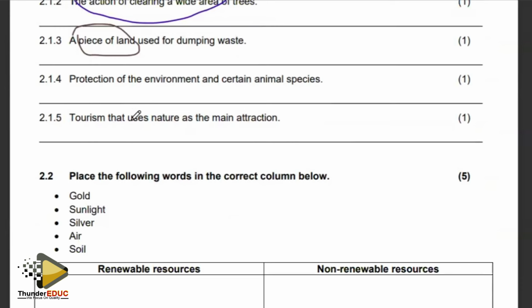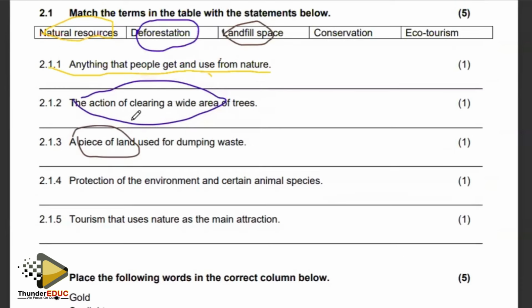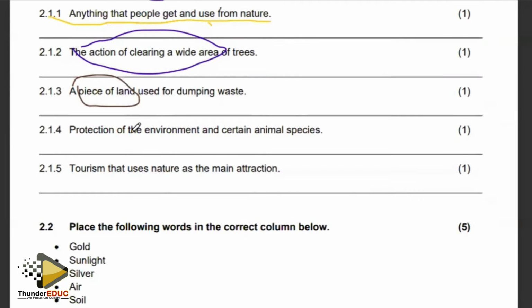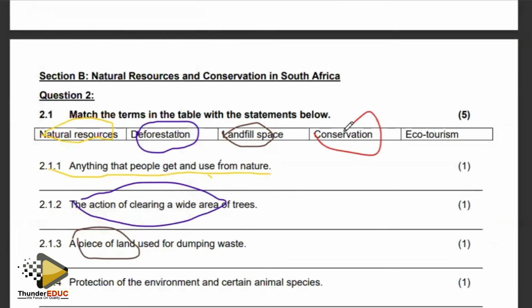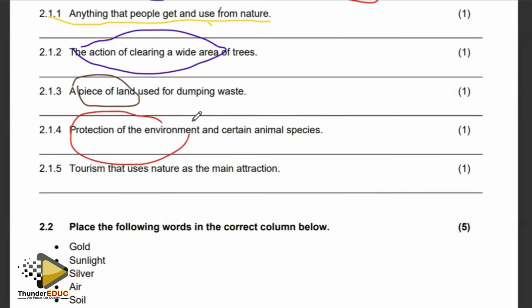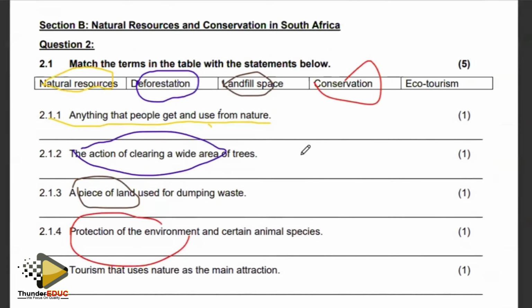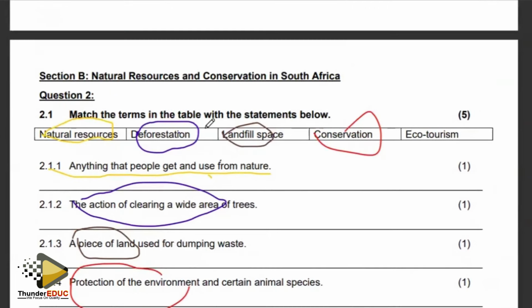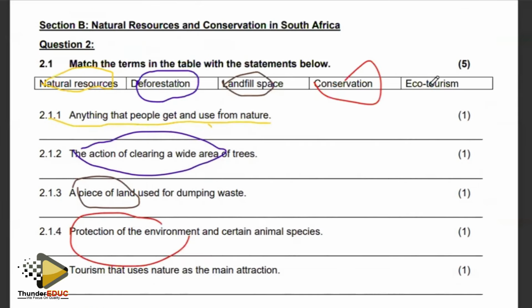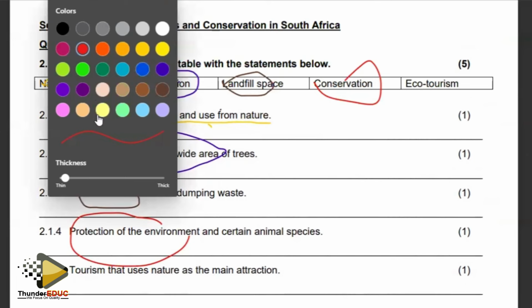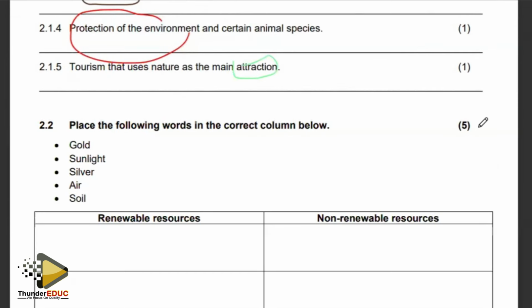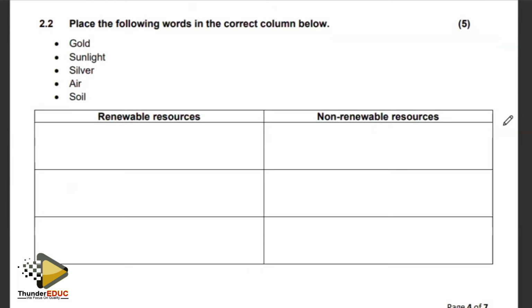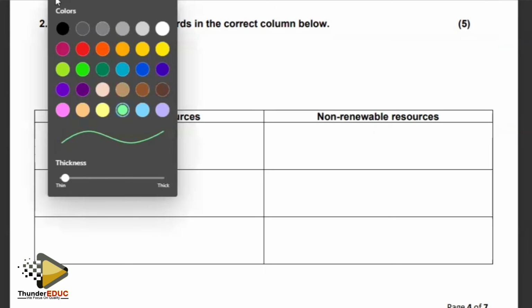Protection of the environment and certain animal species is called conservation. That one I will highlight with red so that you know it is the answer. And then tourism that uses nature as the main attraction is ecotourism. I highlight it with this color so that you know it is the answer. All right, then we're going to place the following words in the correct column.